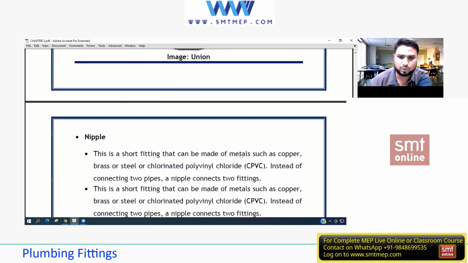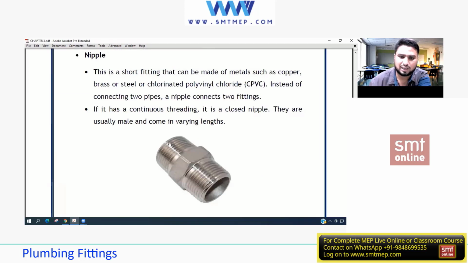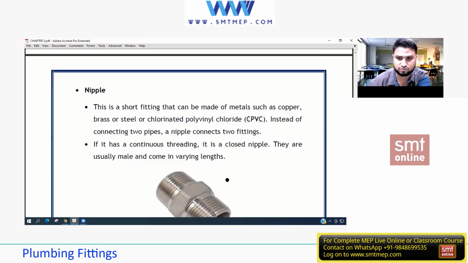Okay, next is a nipple. What exactly is a nipple? This is exactly how it looks, and it comes in varying lengths also. Now, what is this used for? For joining two fittings. Yes, very good. For example, just now we saw a coupling joining two pipes. Here, a nipple joins two fittings.